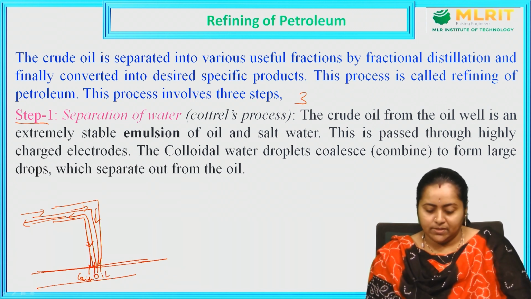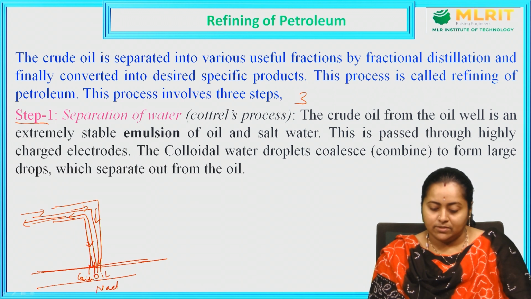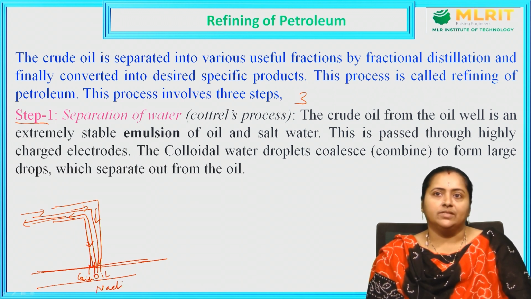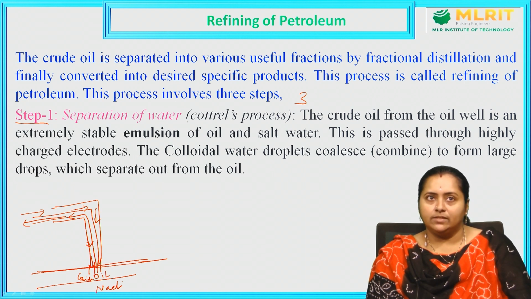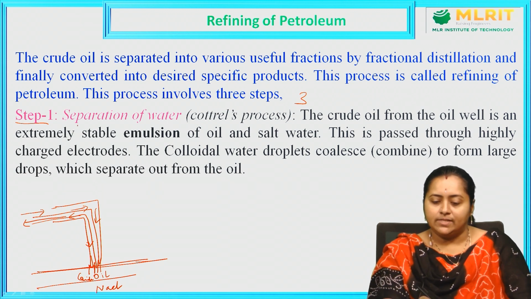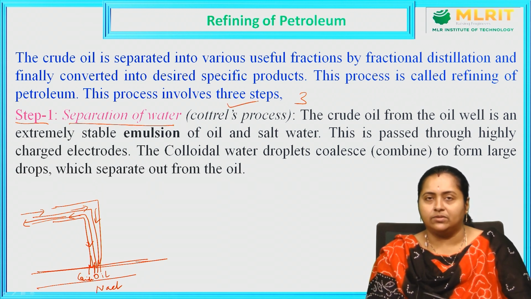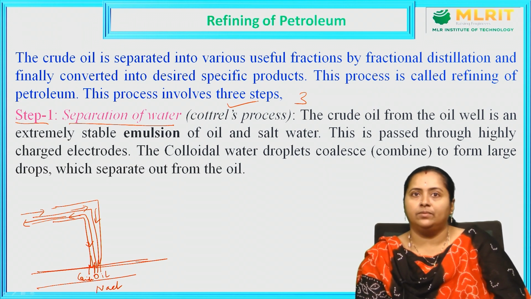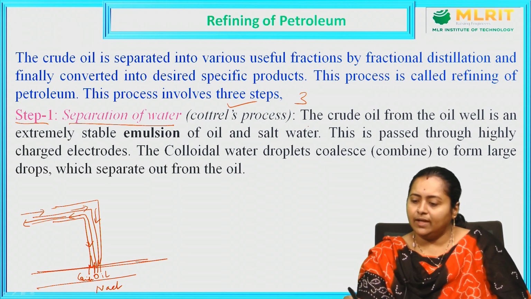During this process, as I told you, the last layer is a brine solution or NaCl. So, sometimes the oil is mixed with salt water, and it needs separation. During refining, what is the first step? Separation of water, or we call it the Cottrell process. What is the specific name given to this process? The Cottrell process.